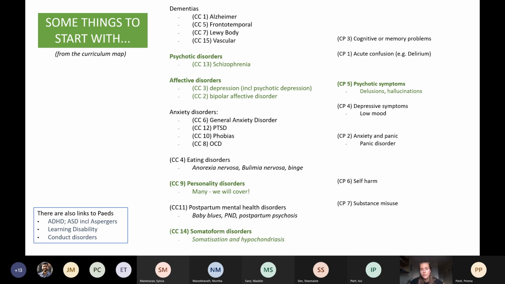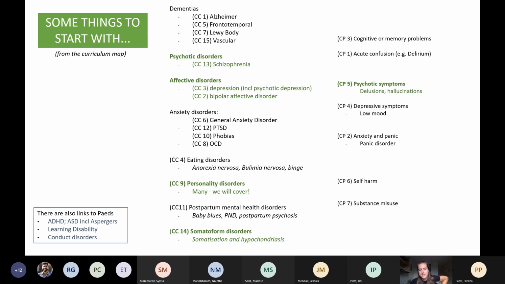Like Preena said, we are not going to try and teach you everything on the curriculum map, because UCL covers a lot of stuff really well. But I've just highlighted in green the bits that tend to worry people, or that people are really unfamiliar with. So we might have previous experience with dementias from neuro in second year or fourth year, things like that. But there's a lot of new things like psychotic disorders, affective disorders, personality disorders, and the somatoform disorders, which people tend to find quite difficult to get to grips with.